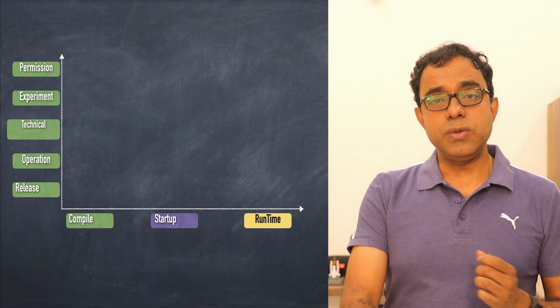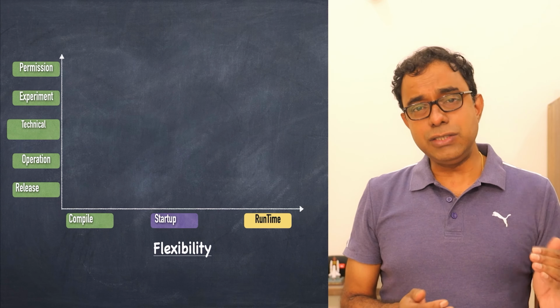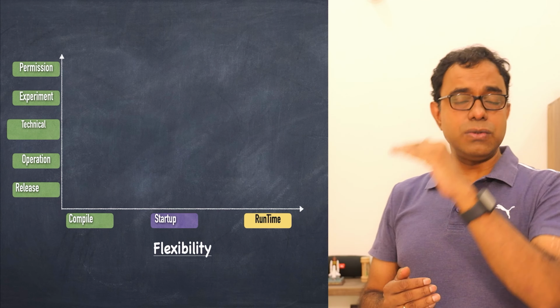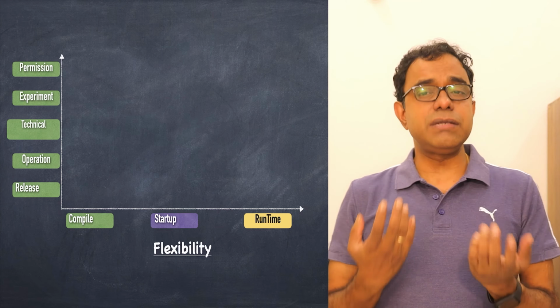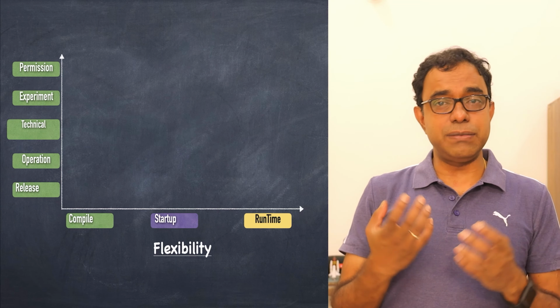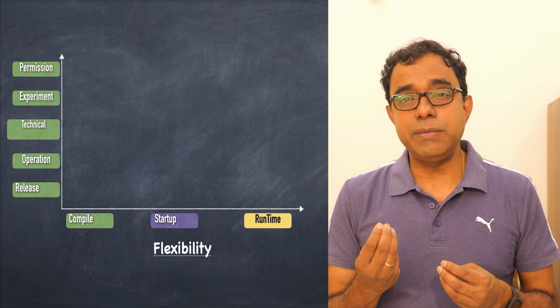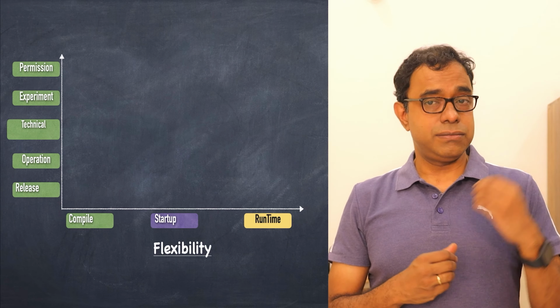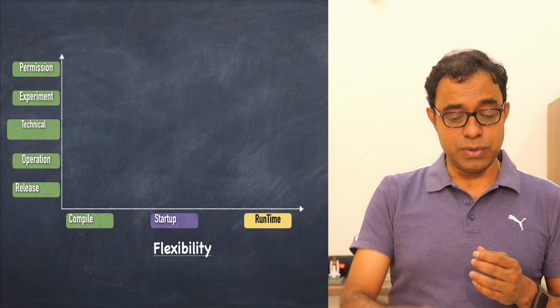On the x-axis, as you move from compile time toggles to runtime toggles, the flexibility increases. Flexibility increases because if you have a runtime toggle, you do not need to compile the code again. So flexibility is more.